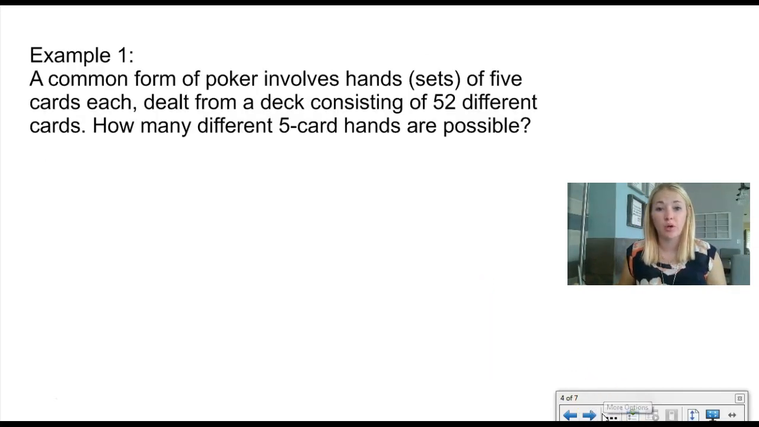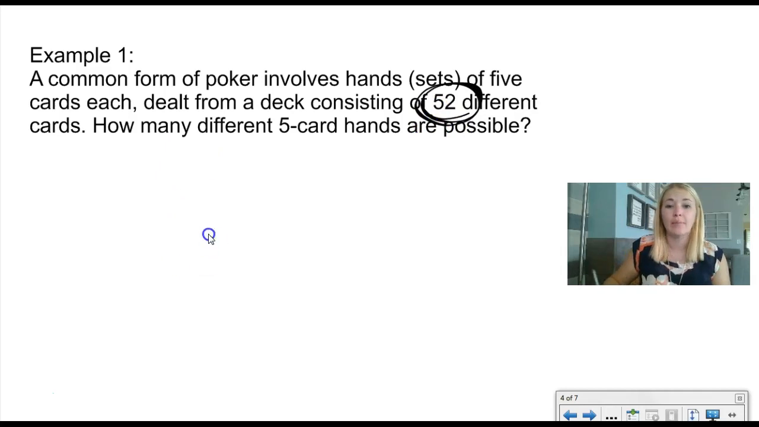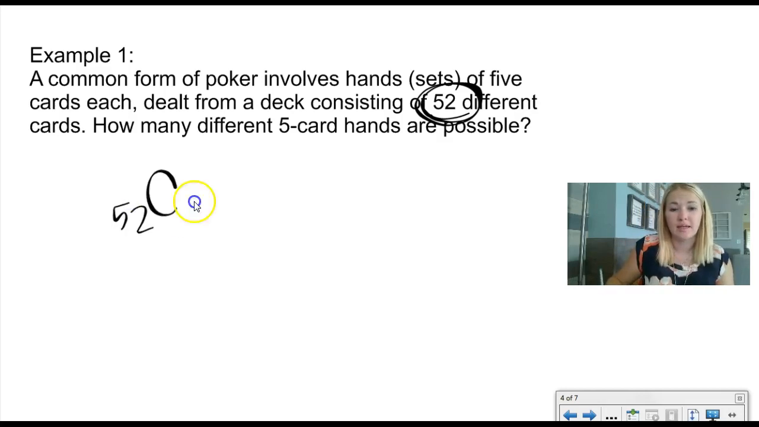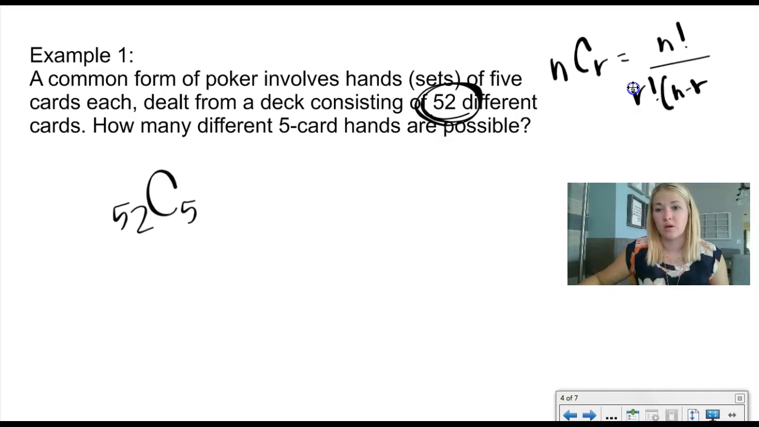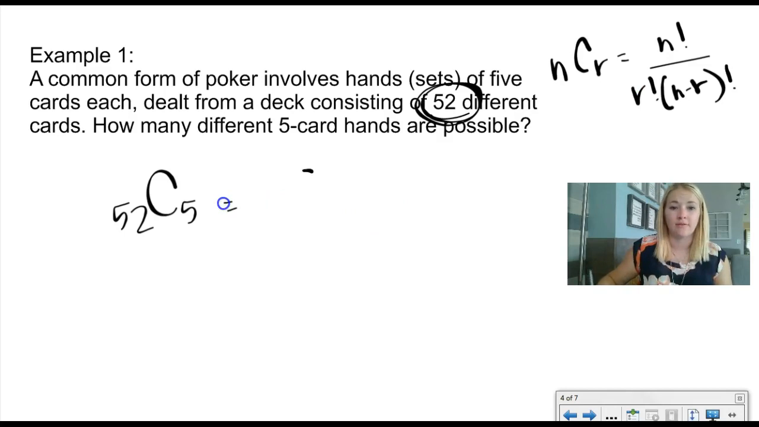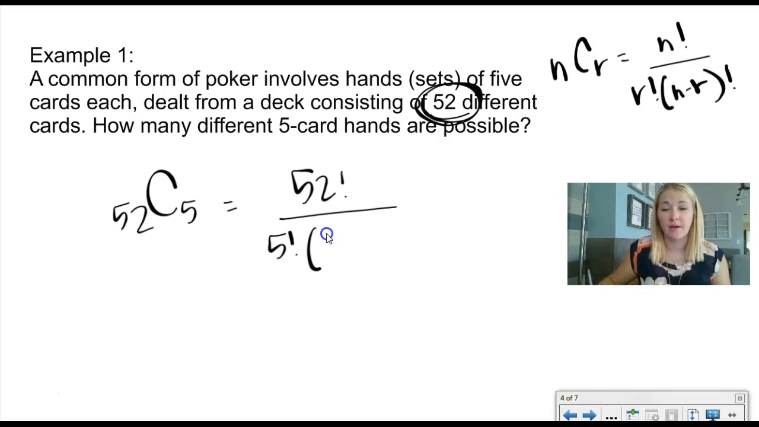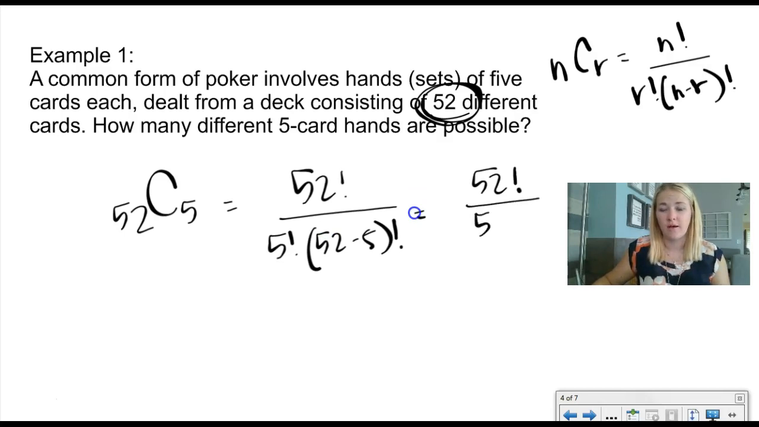A common form of poker involves hands, or sets, of 5 cards each dealt from 52 cards. How many different 5-card hands are possible? When you're dealing, it doesn't matter which one you give them first. They're still going to end up with it in their hand. So 52C5. I'm using my formula: NCR equals N factorial over R factorial times N minus R factorial. So I'm getting 52 factorial on top, and then 5 factorial and 52 minus 5, which is 47 factorial, on bottom.